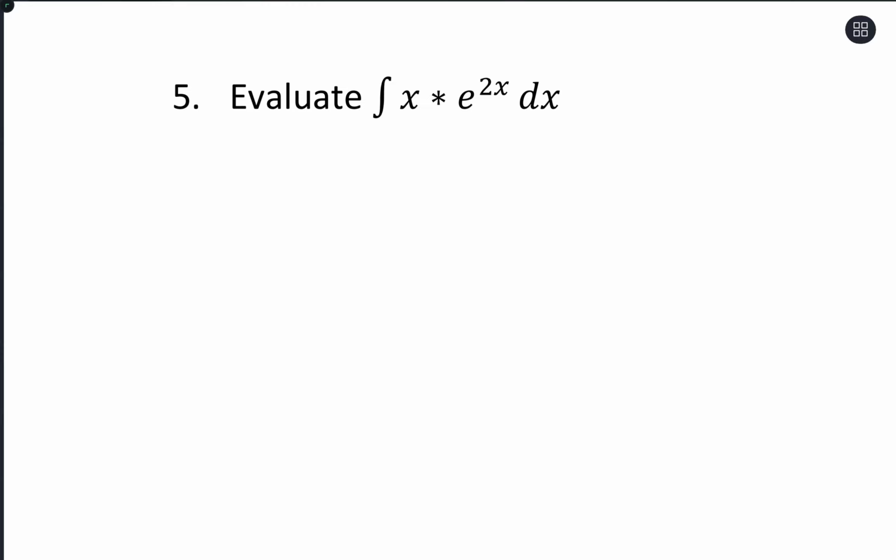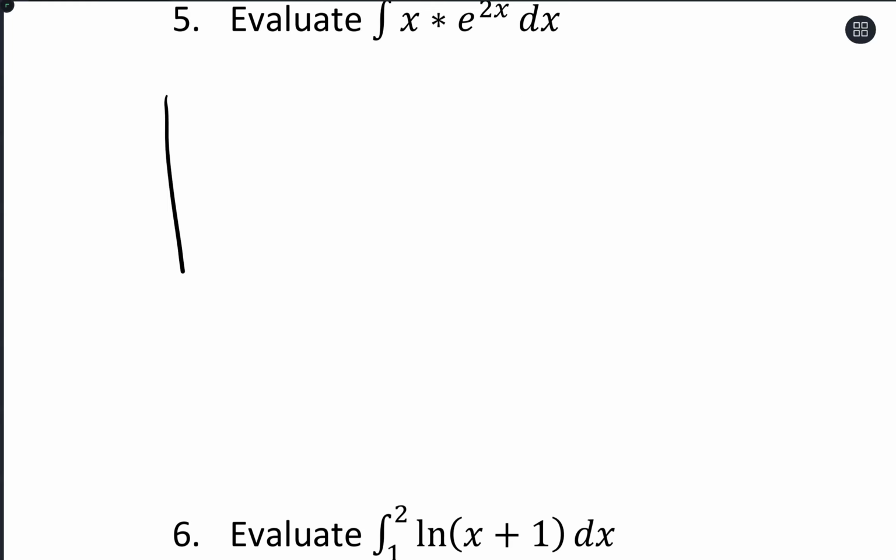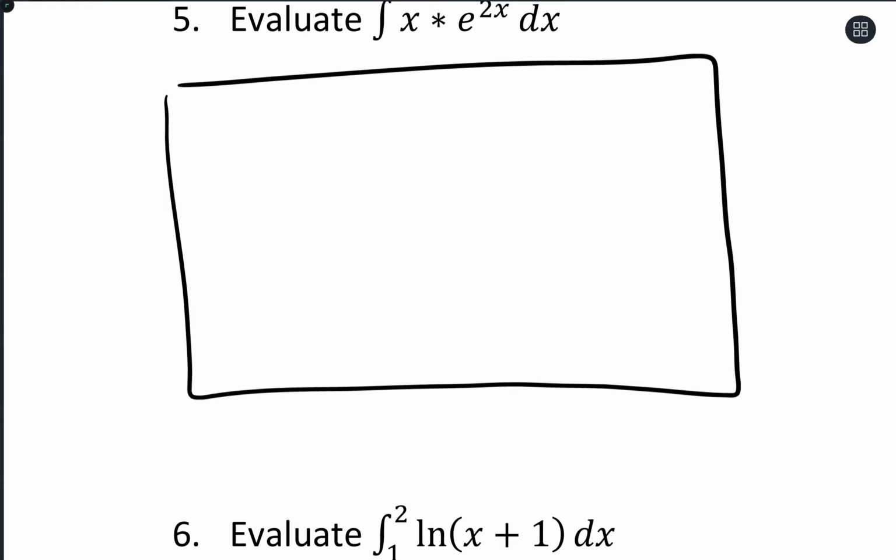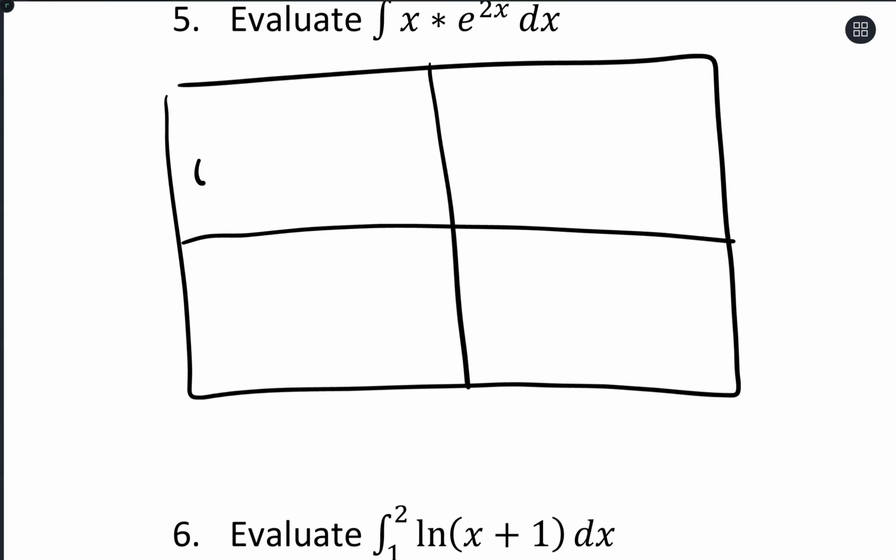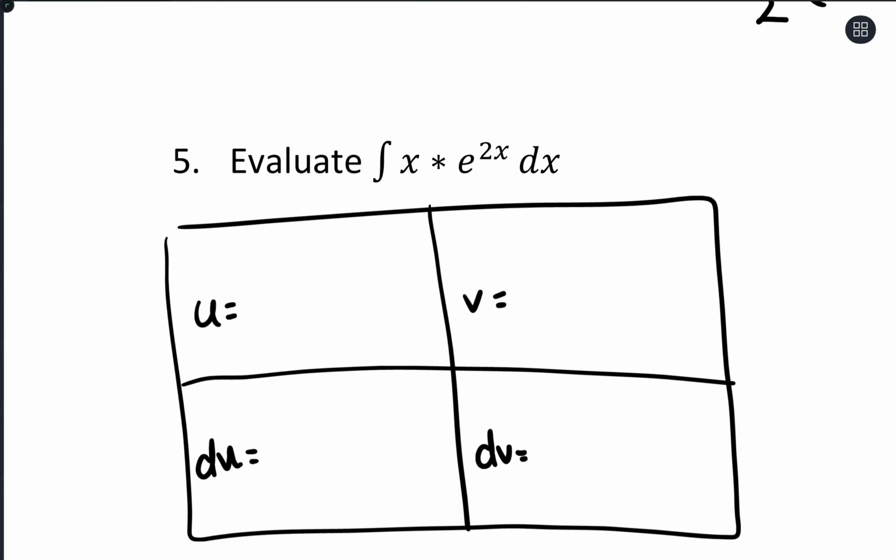Okay, so this one is the antiderivative of x times e to the 2x dx. So with this one, choosing u and dv. So, pieces here. We have x, we have e to the 2x, and we have a dx, which is going to go with dv every time. So really, that can just go there. So what I want to choose is x and e to the 2x. Where's that going to go in terms of u and dv?